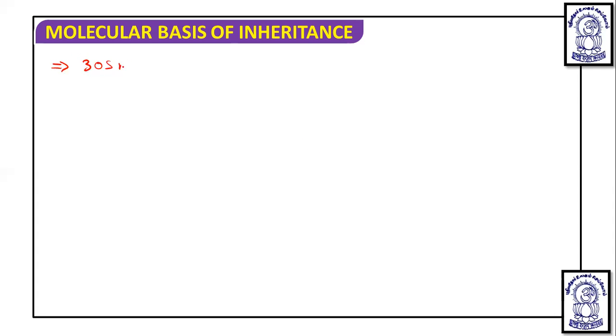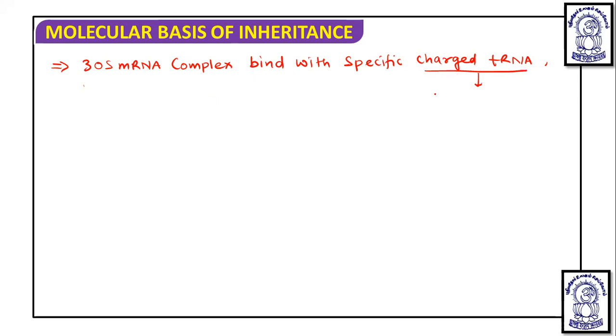The 30S mRNA complex binds with a specific charged tRNA. Okay, so if it is going to bind with the specific charged tRNA, the initiator codon is there. So this charged tRNA has the methionine amino acid.